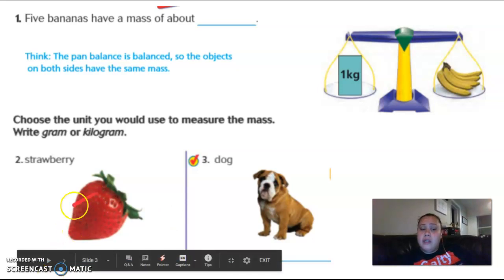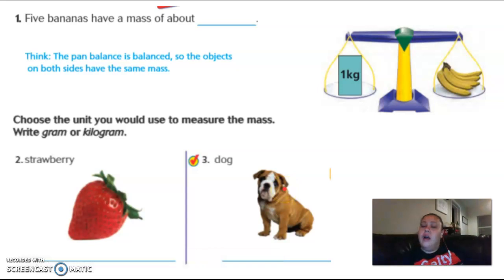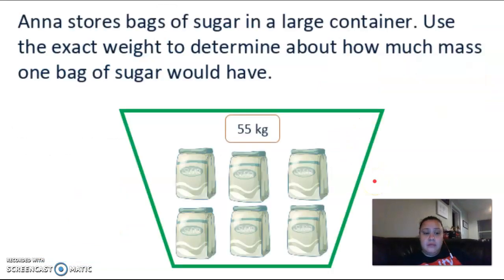Now, if the strawberry is measured by grams, what is this chunky little bulldog going to be measured with? 3, 2, 1. And that would be kilograms. All right, moving on. These are the type of questions where once you've gotten comfortable understanding what grams and kilograms are, and again, the video below is a great Khan Academy video showing you more real world examples of comparing grams to kilograms, and it's a great video to watch to get more understanding.